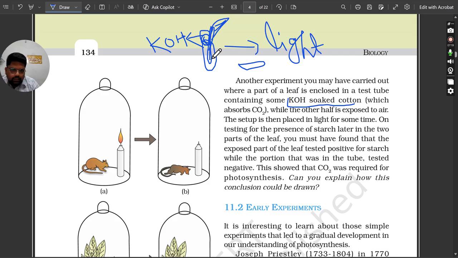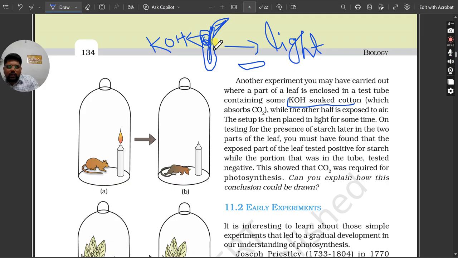Can you give people a guess? The exposed part is getting something from the external environment, and it is making the starch. But what element? That's how the KOH-soaked cotton comes into the picture.